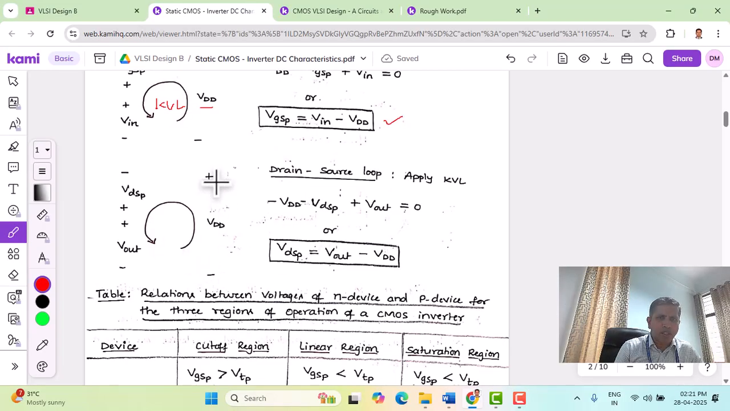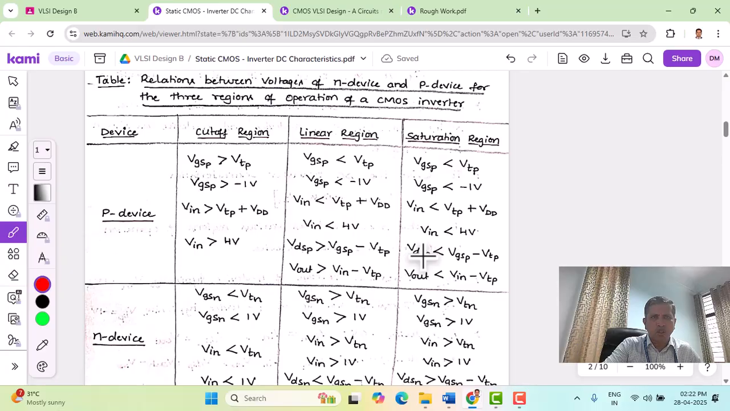We have a minus plus across the power supply, and across PMOS we have VDSP with the polarity as shown, and across NMOS output we have a V out. Now if you apply KVL for this particular loop shown, we have minus VDD when we move from this side in anticlockwise manner, minus VDSP plus V out equals 0. If we rearrange these terms, we get the drain to source voltage of the PMOS device as V out minus VDD. So this is the expression for VDSP.